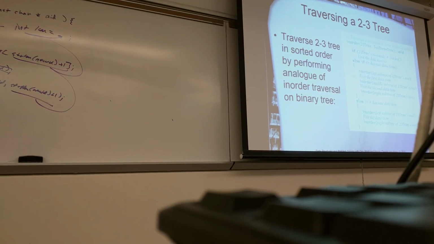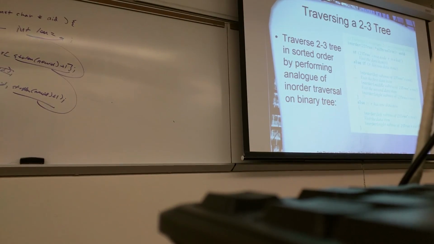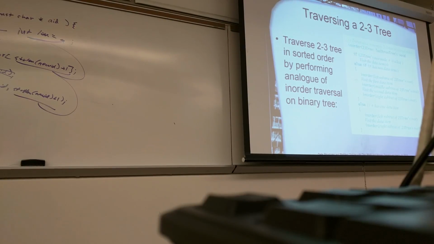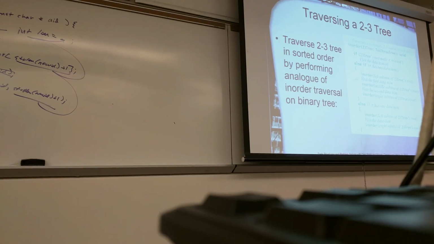How do I traverse a 2-3 tree? In particular, I want to do in order. It's just like you would think. It's very intuitive. What I'm going to do is an in-order traversal with my 2-3 tree. If the tree's root node is a leaf, then I just visit the leaf and I'm done. A leaf, remember, has no children, right?